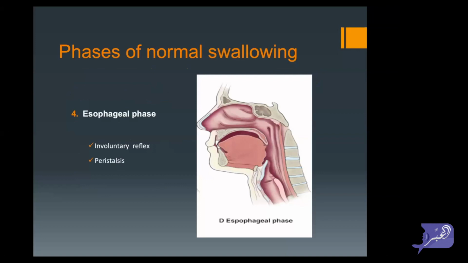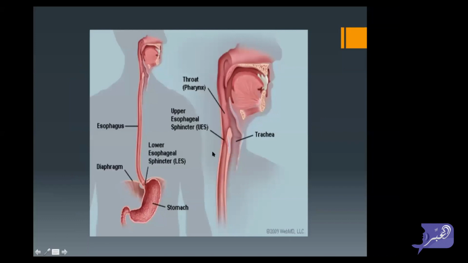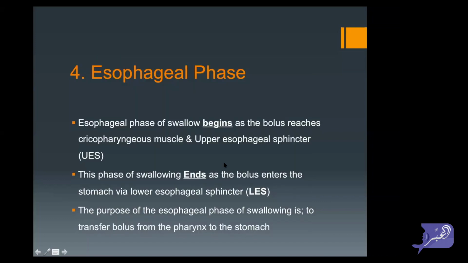The final phase is the esophageal phase. Again, it's involuntary, and we have something called peristalsis. The esophageal phase of the swallow begins when the bolus reaches the cricopharyngeus muscle and the upper esophageal sphincter, where I showed you those valves are. Once it opens and the bolus goes through, we have the beginning of the esophageal phase.